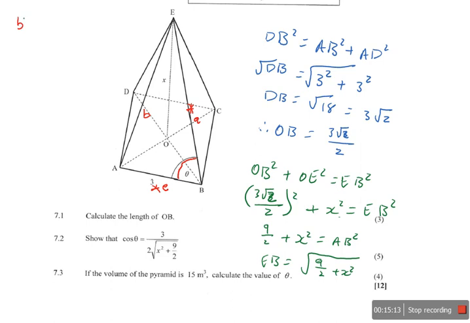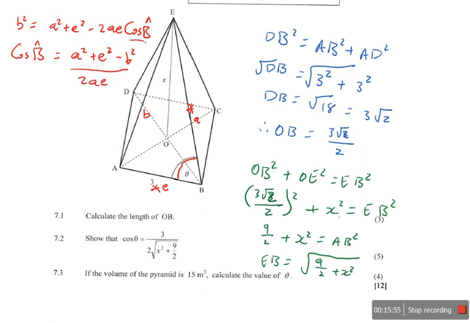So we will have, this is the cosine rule. It's b squared, it is equal to a squared plus e squared minus 2ae cos angle b. Why am I choosing angle b? It is because we want the value of that b. So I'll try to make cos b the subject of the equation. So it's going to be cos angle b, it is equal to a squared plus e squared minus b squared all over 2ae.